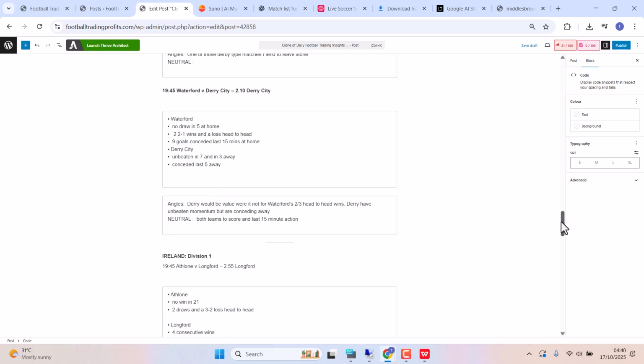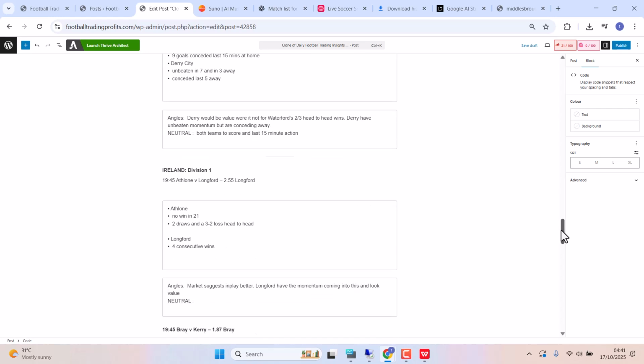Waterford and Derry City, no draw in 5 at home. 2-2-1 wins and a loss in the head-to-heads for Waterford. 9 goals conceded in the last 15 minutes. So they are vulnerable late on. If they're leading by a single goal in the 75th minute, they might be layable at short odds. Derry City come into this unbeaten in 7 and in 3 away. That's good unbeaten momentum. So watch out for that. Potential for both teams to score here based on the head-to-heads. 2-2-1 wins and a loss.